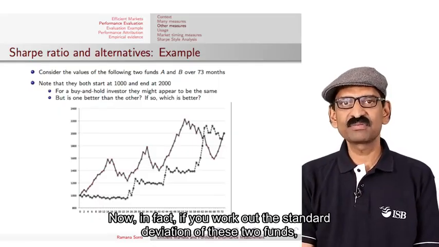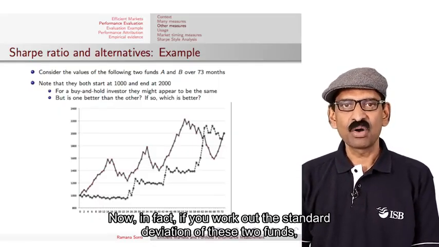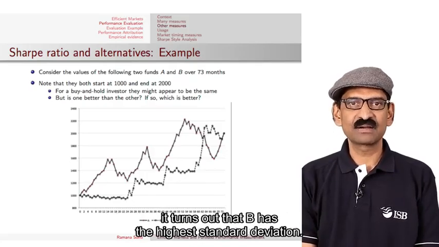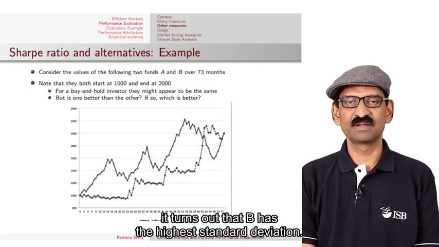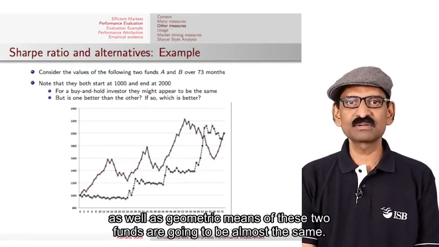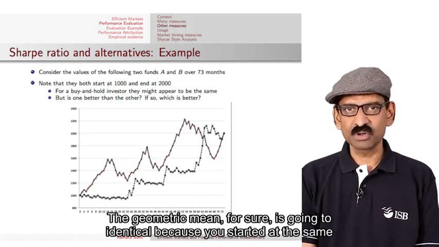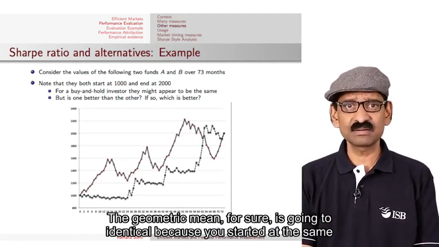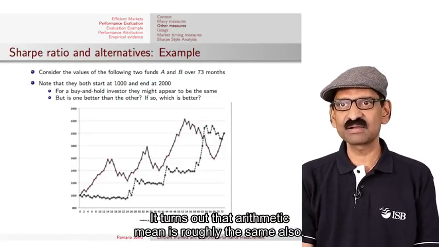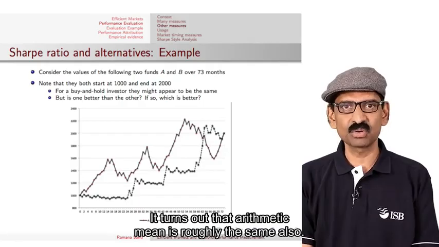Now, in fact, if you work out the standard deviation of these two funds, it turns out that B has the higher standard deviation. Notice that the arithmetic as well as geometric means of these two funds are going to be almost the same. The geometric mean for sure is going to be identical because you started at the same point and ended at the same point. It turns out the arithmetic mean is roughly the same also.